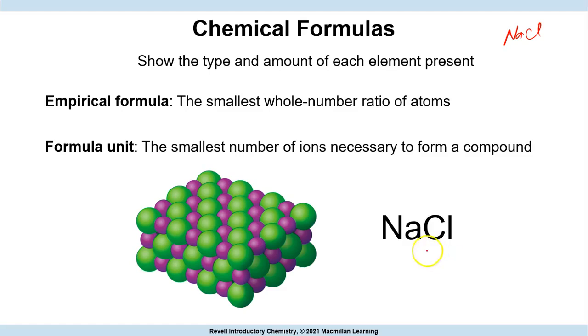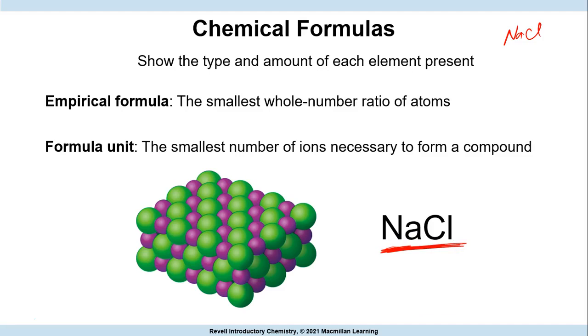Now, sodium chloride here is a formula unit. What is a formula unit? A formula unit is the smallest number of ions necessary to form a compound. So for you to form a compound between sodium and chlorine, you will need one sodium and one chloride. That is called a formula unit.